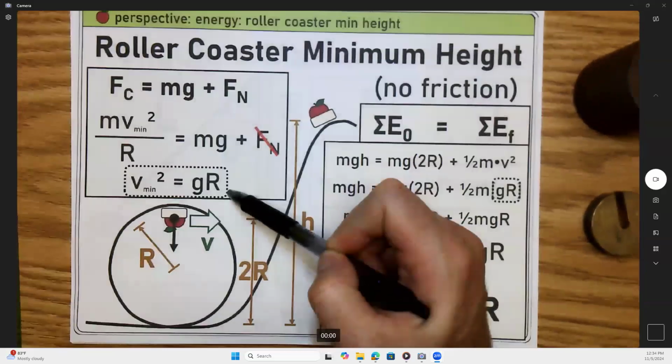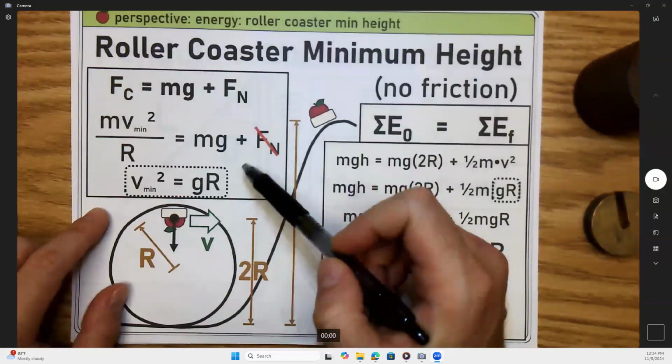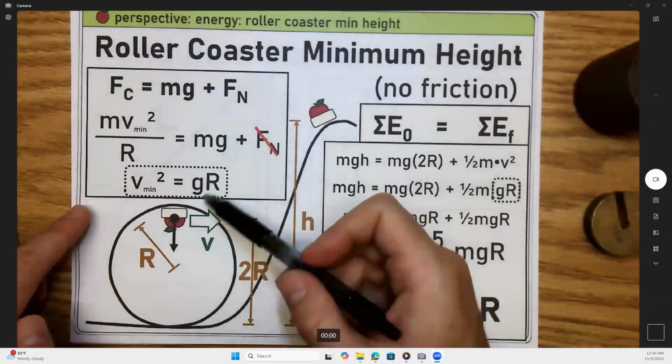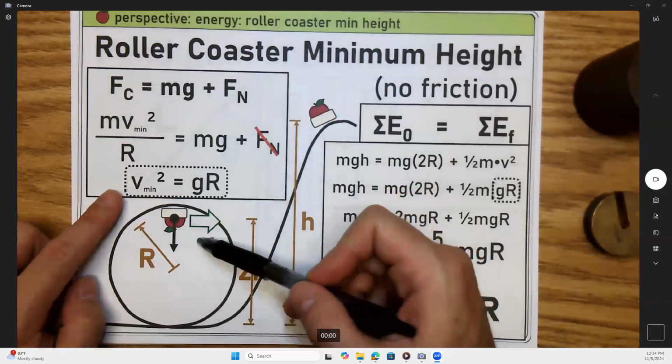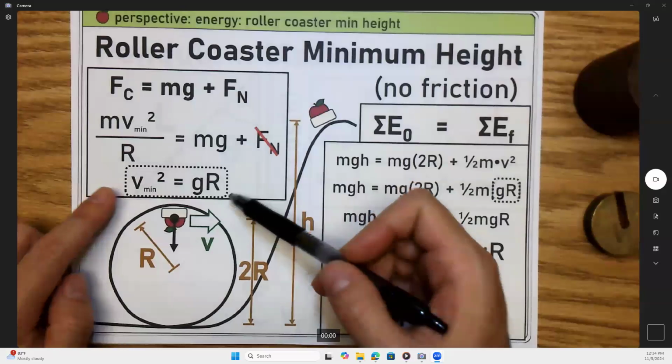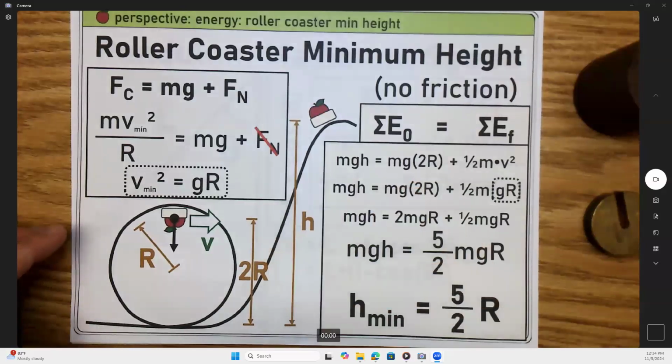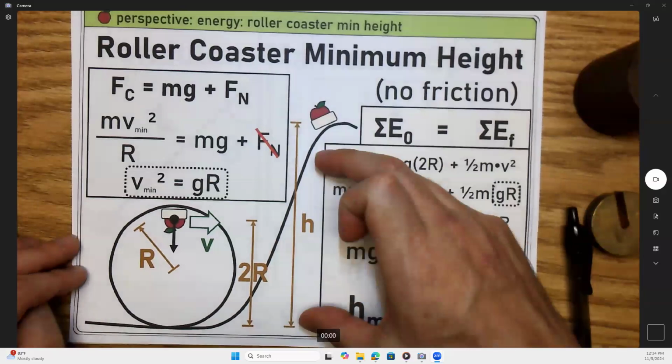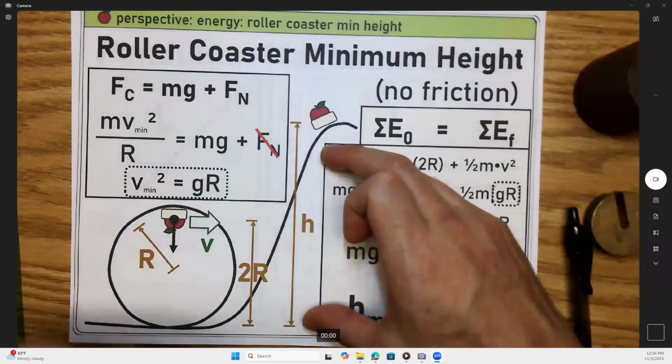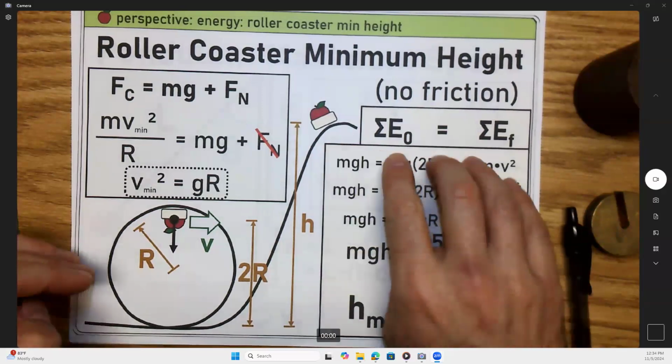This is something from a couple of weeks ago. It's the same as the water in the cup. You guys remember that? Water cup, vertical loop. V minimum is the square root of gR. It's got to go at least that fast to make it around. Now, the extension question is, how tall does this hill have to be so that it reaches that speed and makes it around? You guys got that? And that you can solve with conservation of energy.